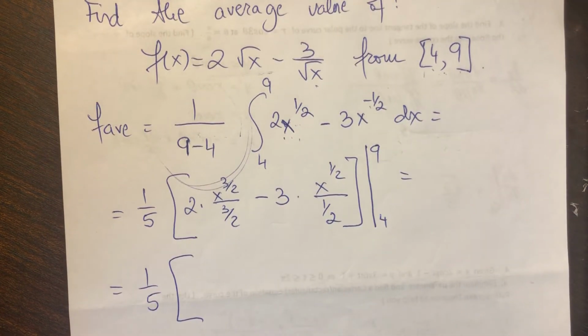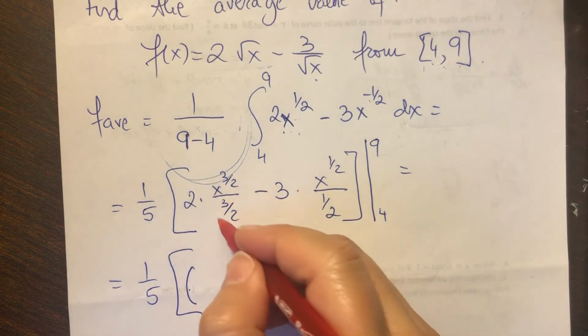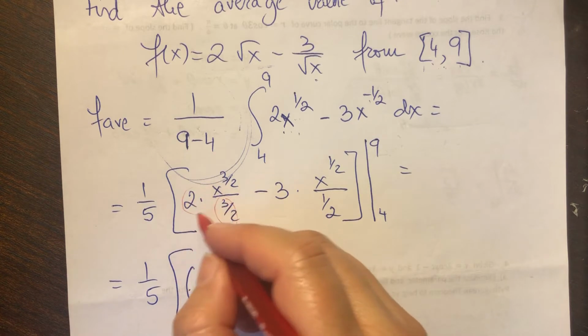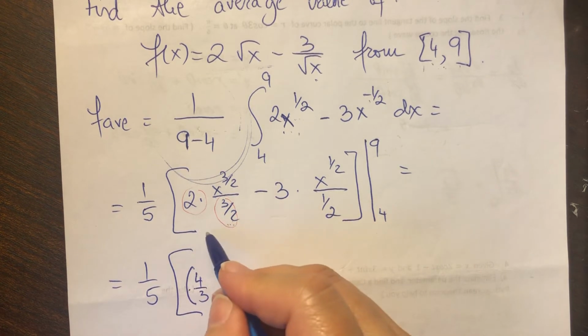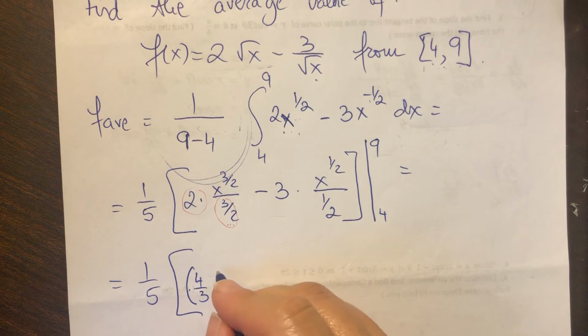And I'm going to start plugging in the values, but also simplifying. So to divide by 3/2 means to multiply by 2/3. So 2 times 2/3 is 4/3, right? So this gets flipped up and down, and it's going to be a 2 times 2 over 3. So that's 4 over 3. Now plug in the 9.